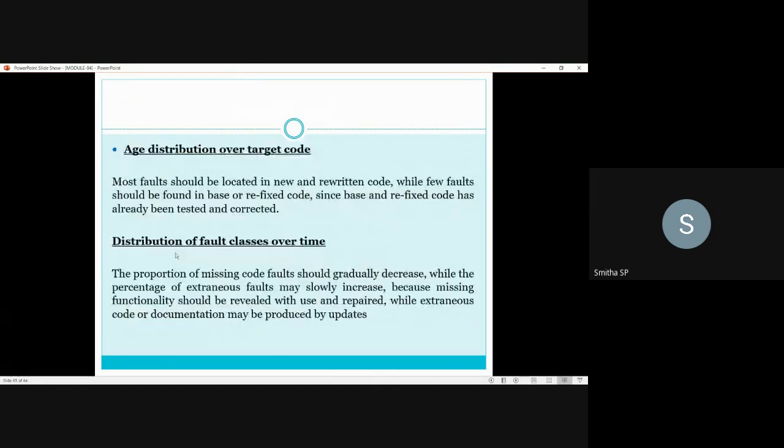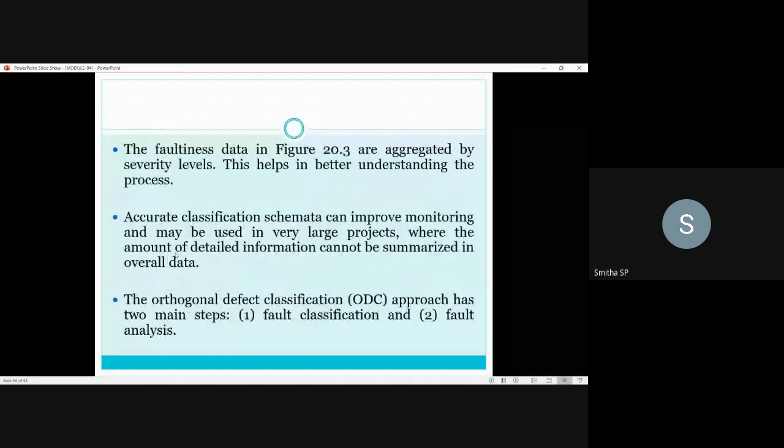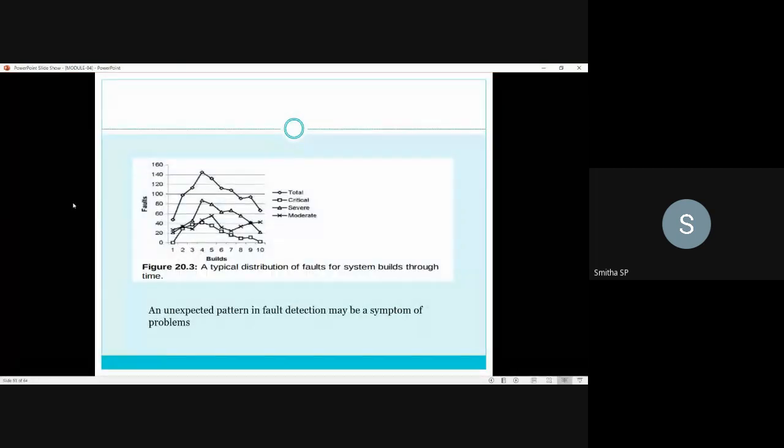Here you have to remember the ODC approach. This figure shows you the pattern where the faults have been plotted against the builds. For the builds, what are the faults that have been identified? Here you can see the types of faults: critical, severe, moderate. The first one is the total fault, that is, totally how many faults there are, and they have plotted that also. By looking at this, you will be able to identify a pattern.